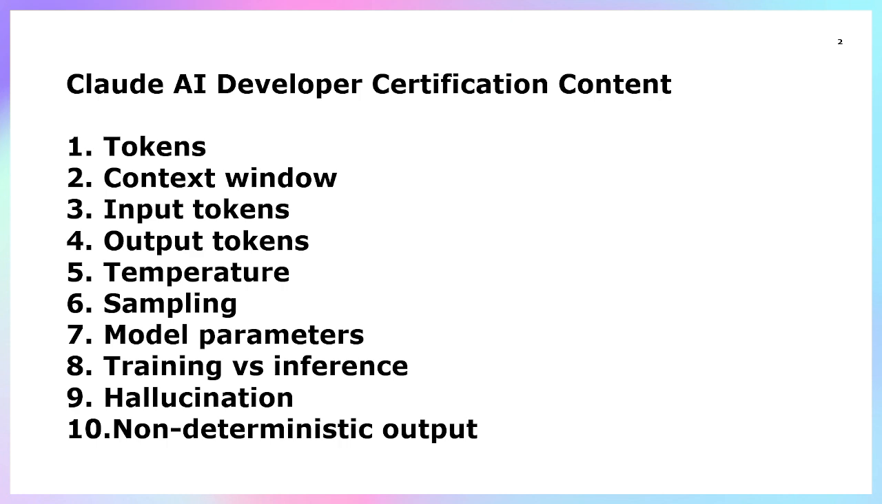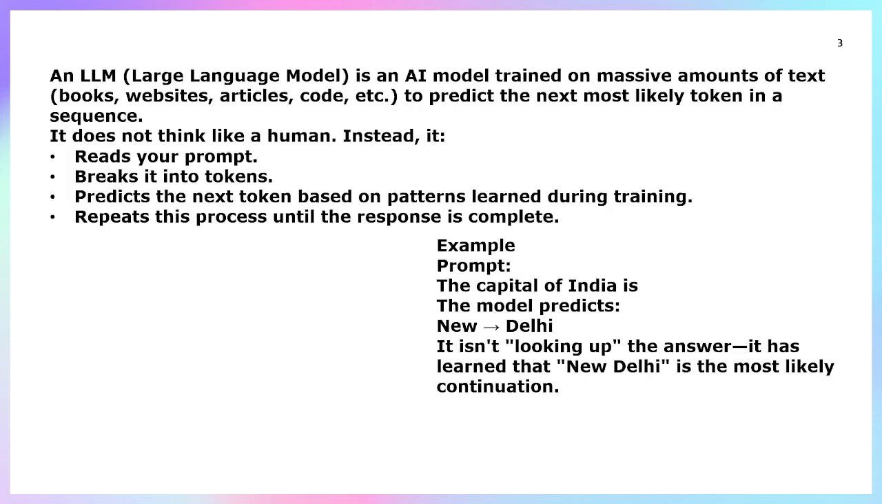But before that, we need to know what the Anthropic cloud is. The Anthropic cloud is nothing but a large language model, right? A large language model, what exactly is it? In one line, a large language model has a massive amount of data, like books, websites, articles, code, lots of things in that model, and we use that data to predict the most likely token in a sequence.